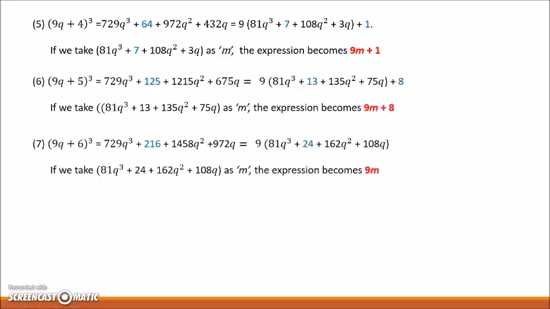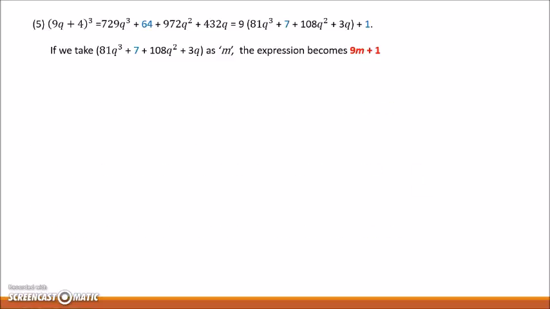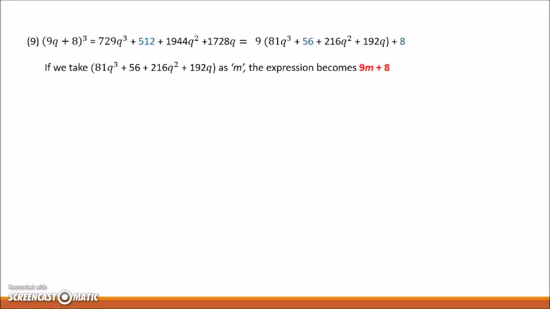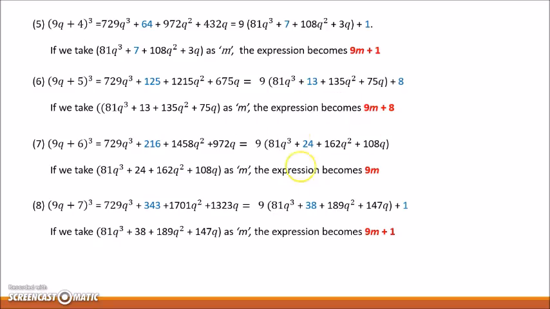We do the remaining expressions in the same way. Please pause the video, use a pen and paper and expand each of these expressions and see if you are getting the same answer. When we are done, we can see that all these expressions can be simplified as either 9m or 9m plus 8 or 9m plus 1.